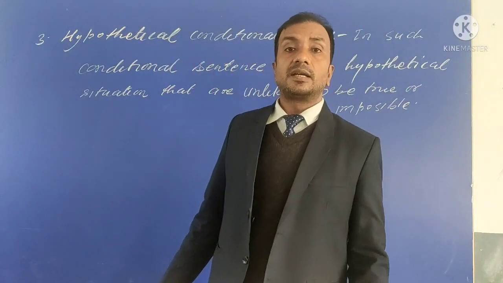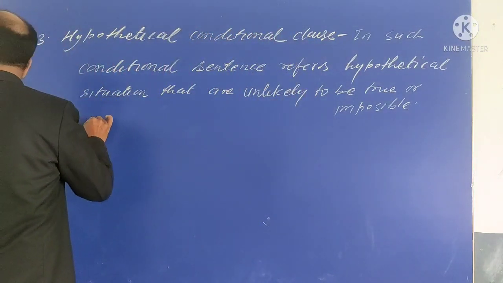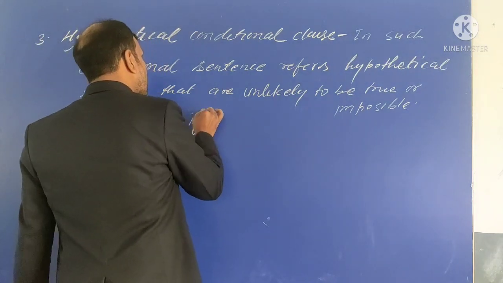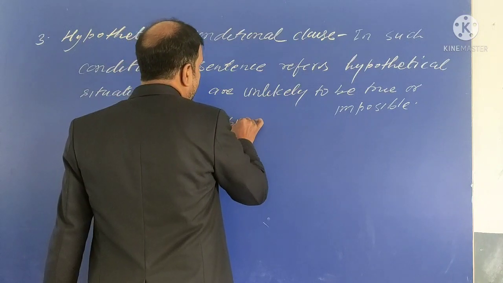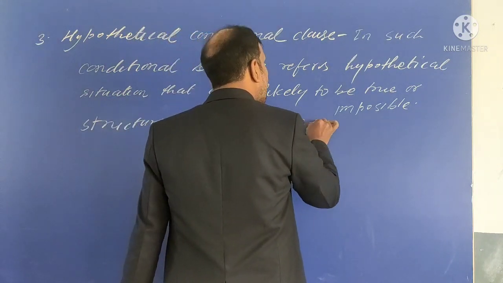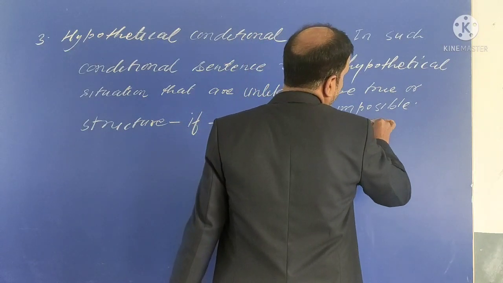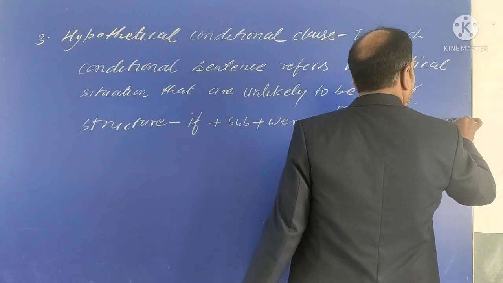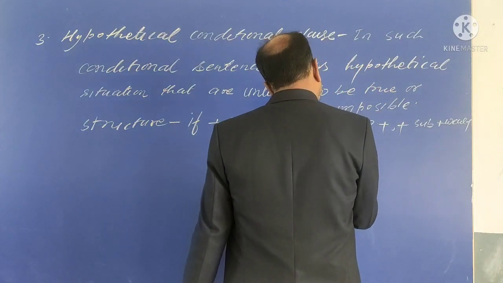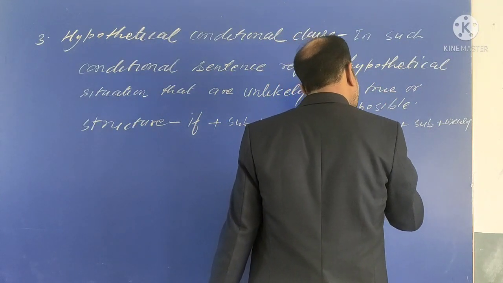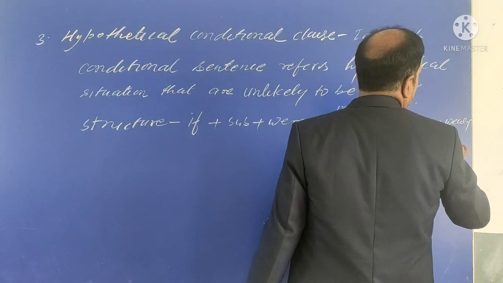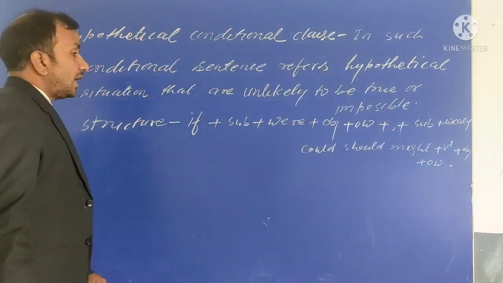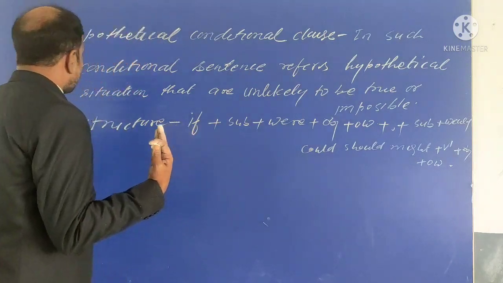But what is the more important thing? That is the structure. The structure is: if plus subject, then verb plus object and other, then comma, then subject plus would, could, should, might, plus verb of first form, object and other. This will be the structure. And what will be the example?